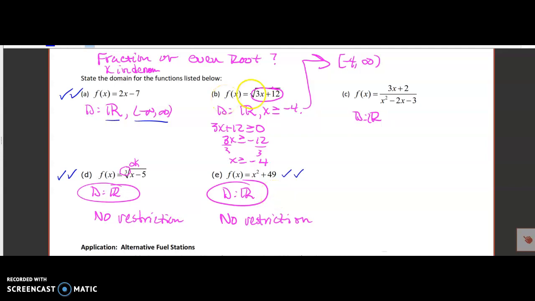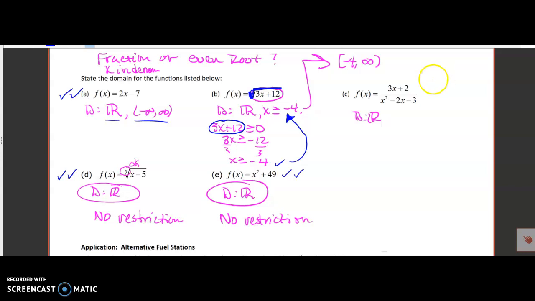Part B, it had an even root, and so to work with even roots, you have to take the radicand, the part underneath, and set it greater than or equal to 0 and solve. You do this for every even root problem. And the answer you get are the values that you're going to include in your domain.